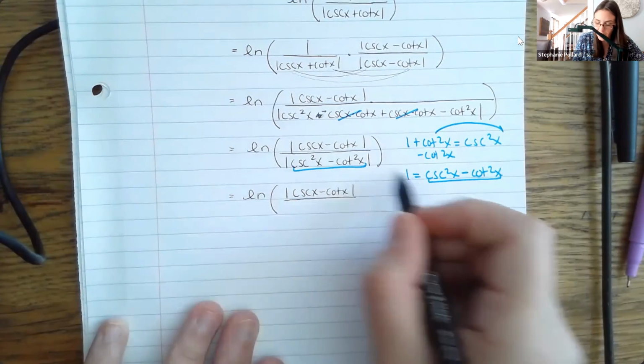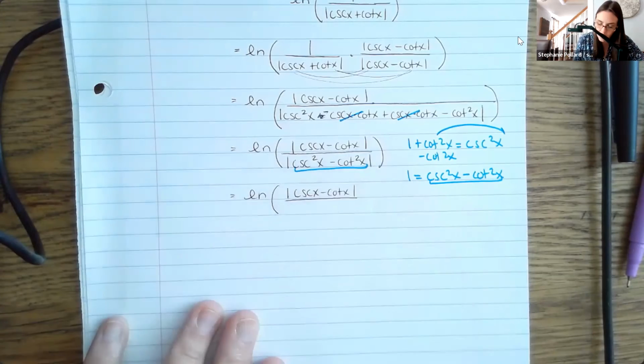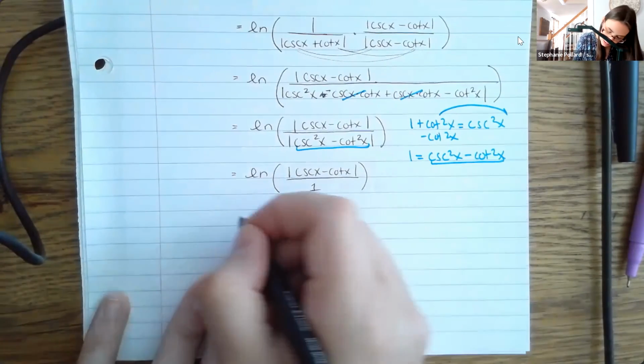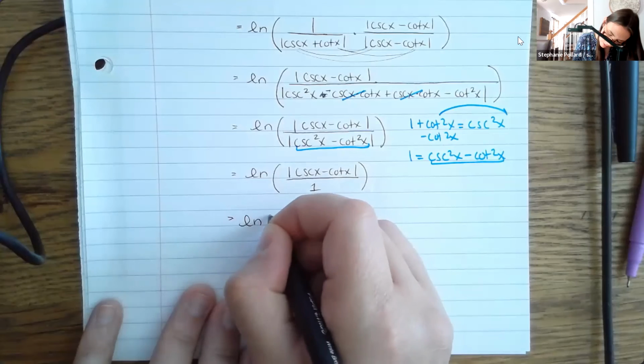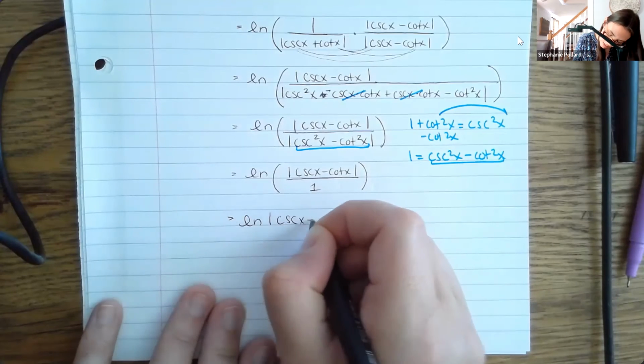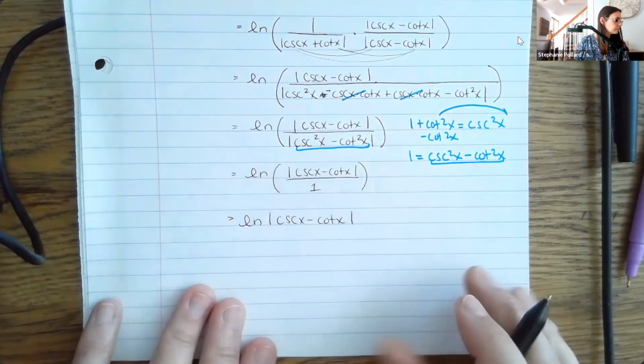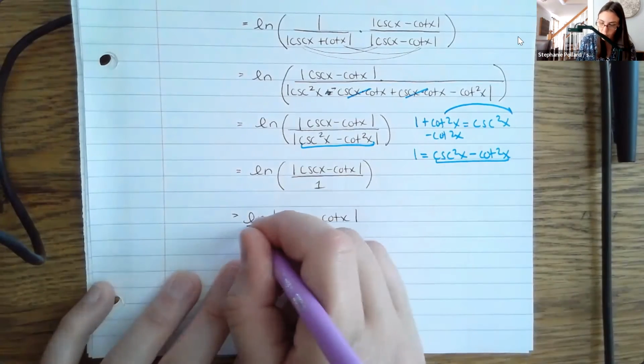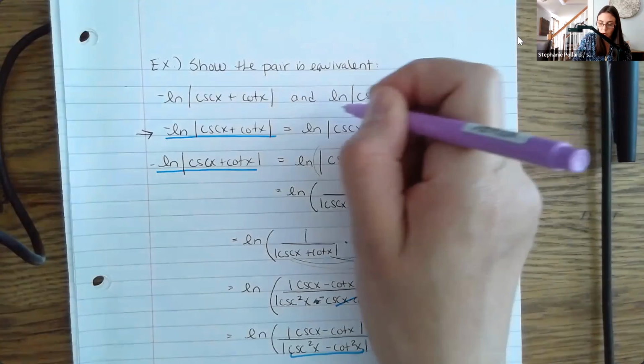Now here, you're going to have the absolute value of 1, which is just 1. And you don't even really need that denominator, right? Dividing by 1 doesn't change anything. So we have absolute value of cosecant x minus cotangent x. And finally, we are done. So that was what we were looking to show. If I go back up to the top, that was what we were looking to show.